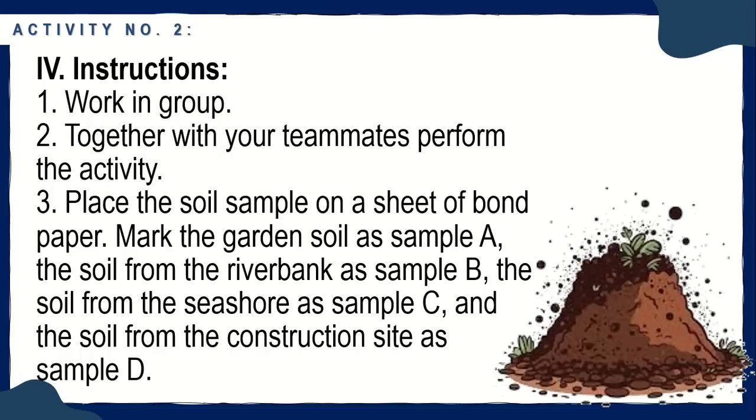Place the soil sample on a sheet of bond paper. Mark the garden soil as sample A, the soil from the riverbank as sample B, the soil from the seashore as sample C, and the soil from the construction site as sample D.